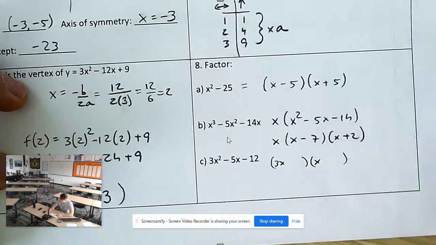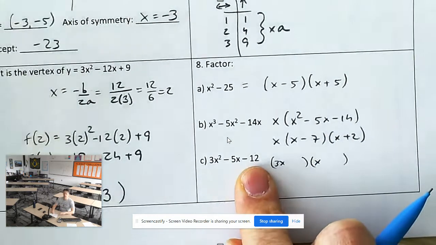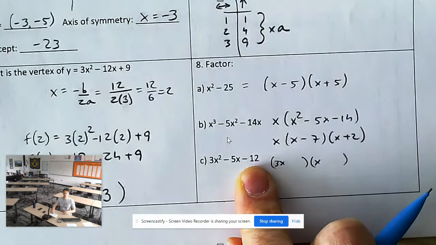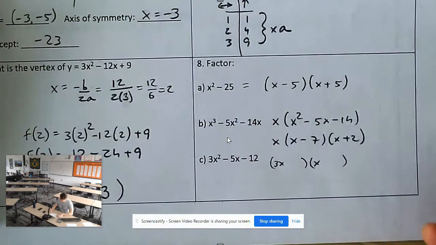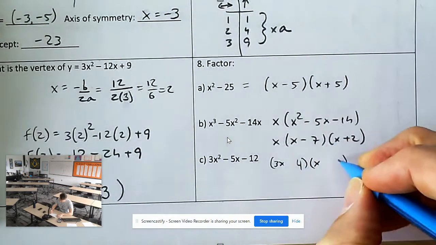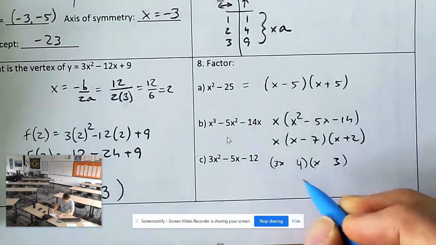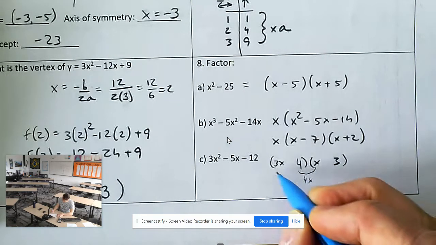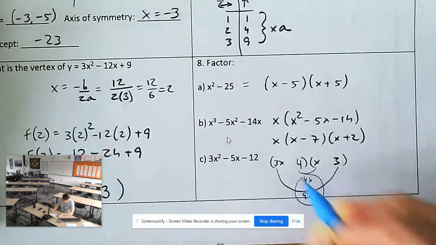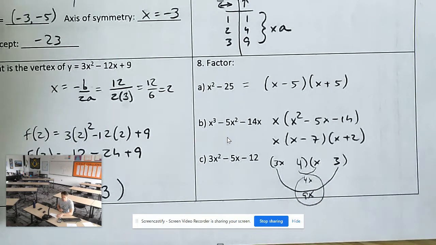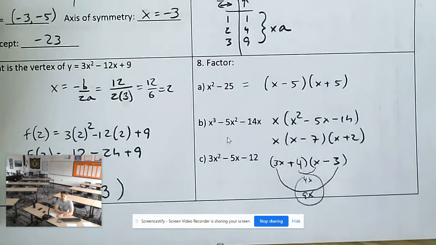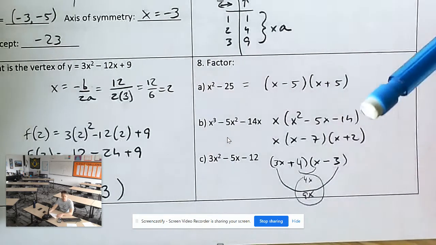So 3x and x. 12 is a tough one because it's 1 times 12, 2 times 6, or 3 times 4. So you really got to think on this one. And I'm going to go with a 4 here and 3 there. And the reason I know that is because this gives me 4x. This gives me 9x. And together, I can get that 5 in the middle as long as I make the negative on the 9. So I'm going to make this negative, make this positive. And that's how you do it by guessing and checking. After a while, you kind of get good at it. I think I'm good at it. Yeah, that's right. Okay, next page.